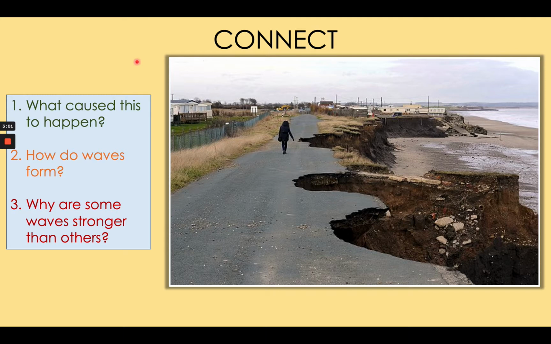In this lesson, we are going to be exploring 3 vital questions about waves. First of all, where do they come from? How do they form? Second one is, what types of waves are there? And the third one is, what happens to a wave when it approaches the coast? Because that is really important if you want to understand how they can cause events like this in the picture. Let's go.